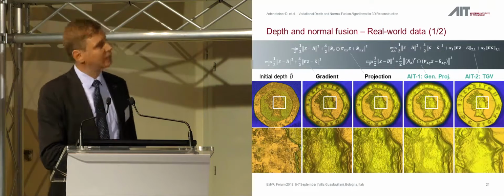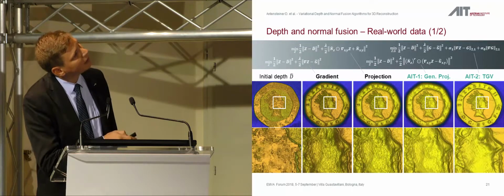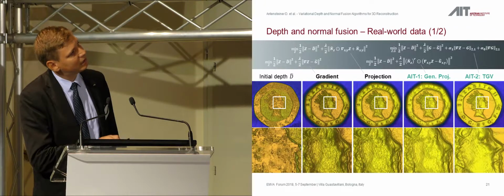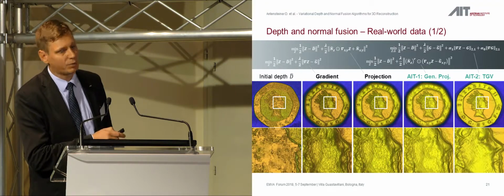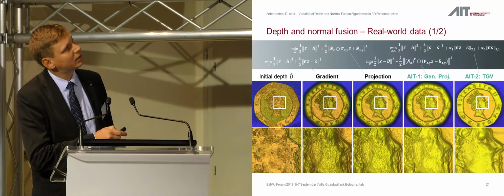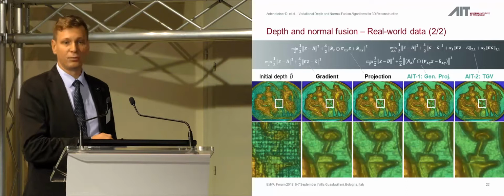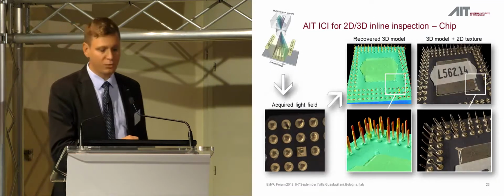Here we have, again, the gradient-based method for the reference, then the projection method, and then our two proposed methods. And again, the TGV method delivered the best result. You can see that the edges are not blurred. All the other methods, including our proposed one, are generating blur around steep edges and discontinuities, while the TGV method did not.